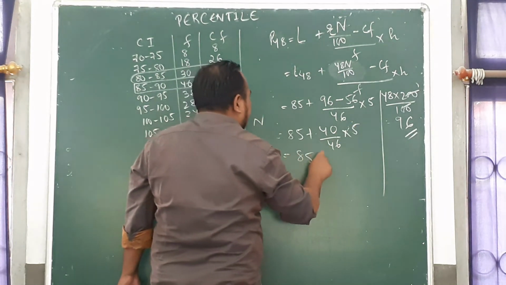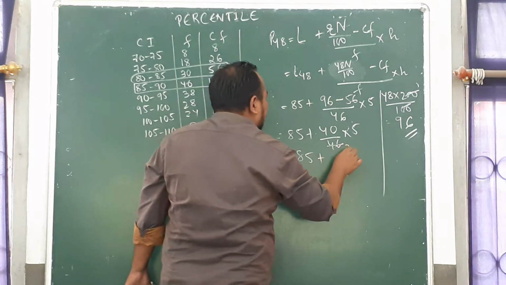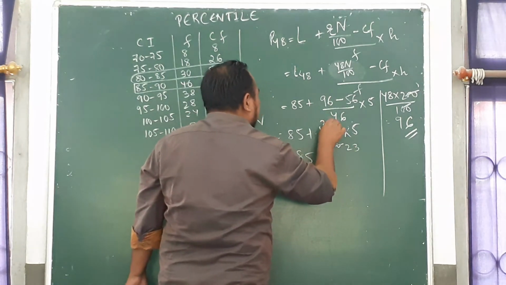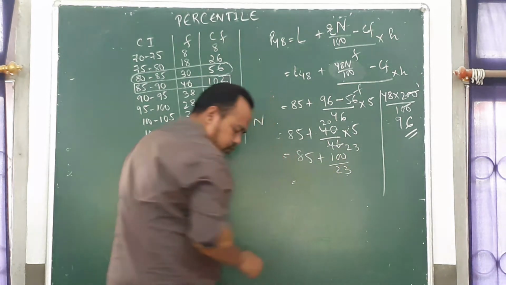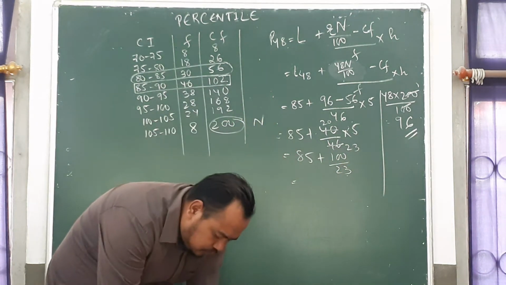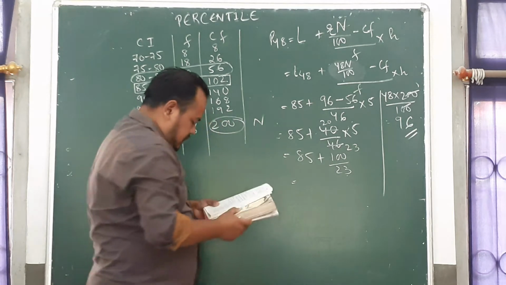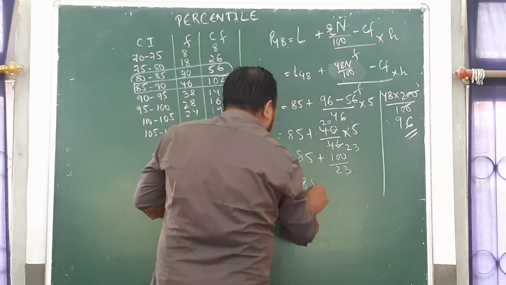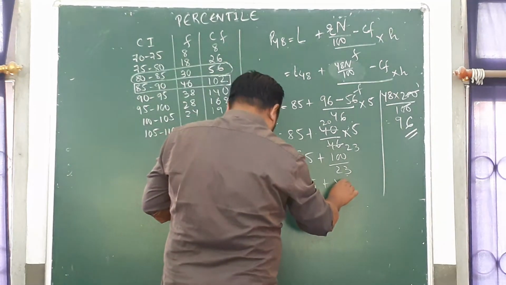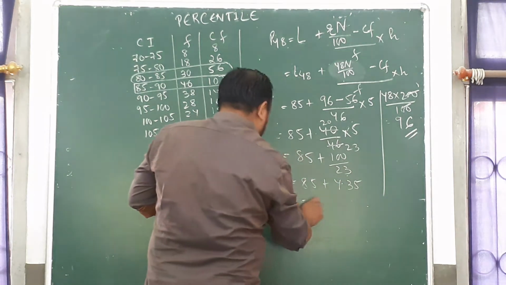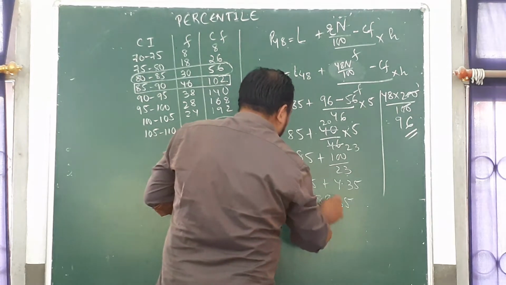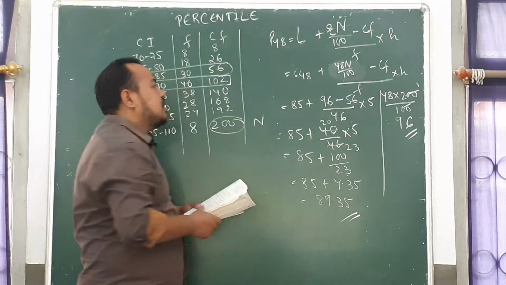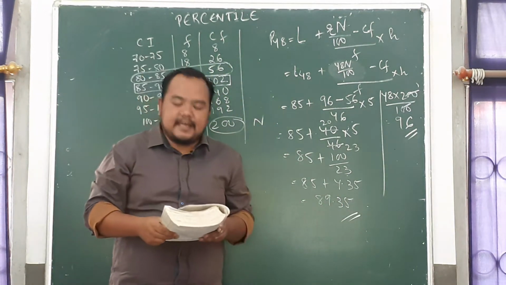So you get 85 plus, you can cancel, 2 2s are, 2 3s are 46, so you get 100 divided by 23. So that comes to 85 plus 4.35. So the answer is 89.35. So this is how you calculate the percentile.